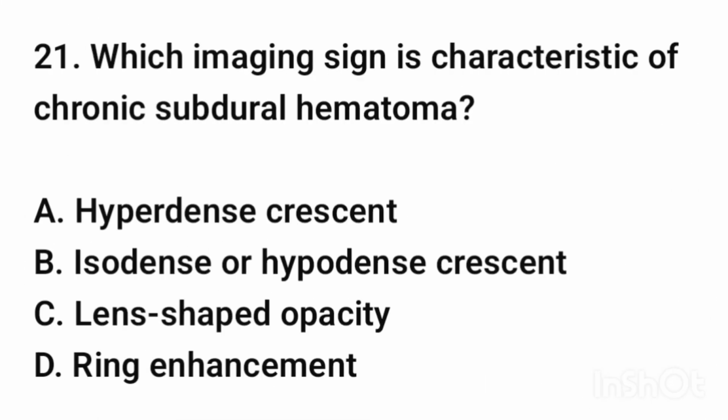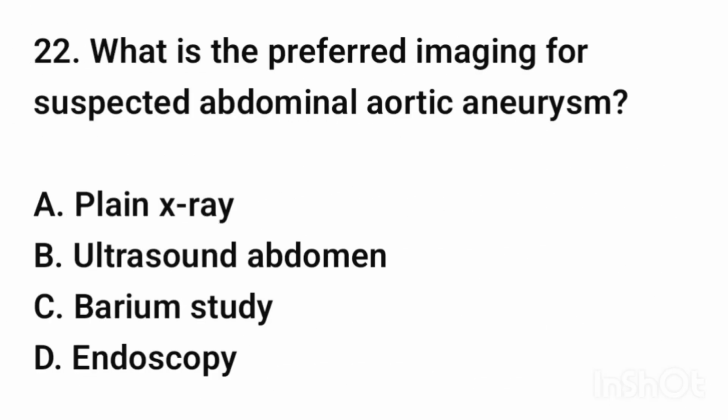Question number 21. Which imaging feature is characteristic of chronic subdural hematoma? The correct answer is option B, isodense or hypodense crescent. Question number 22. What is the preferred imaging for suspected abdominal aortic aneurysm? The correct answer is option B, ultrasound abdomen.